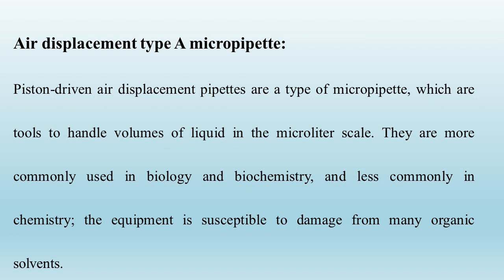Let's understand the use of these pipettes. First is the air displacement type A micropipette. These are a type of micropipette, which are tools to handle volumes of liquid in the microliter scale. They are more commonly used in biology and biochemistry, and less commonly in chemistry because the equipment is susceptible to damage from many organic solvents.